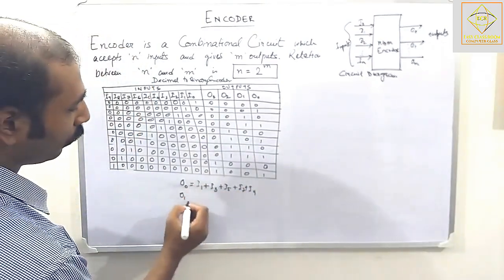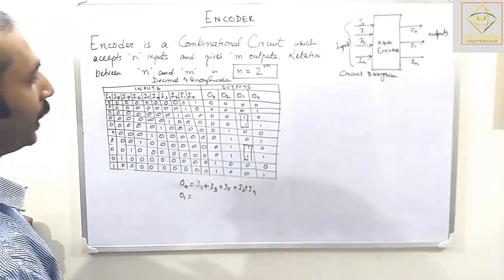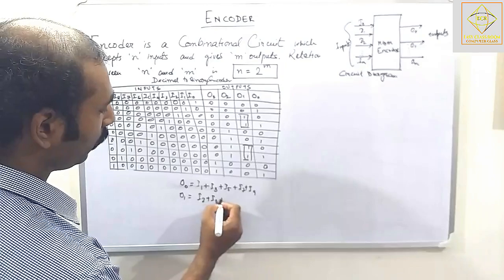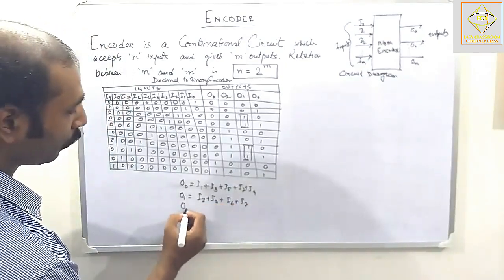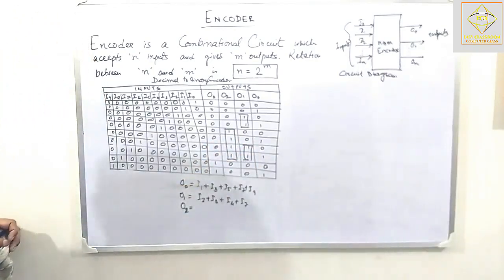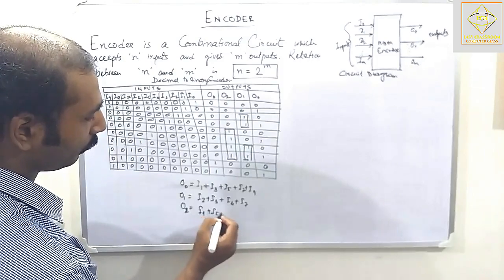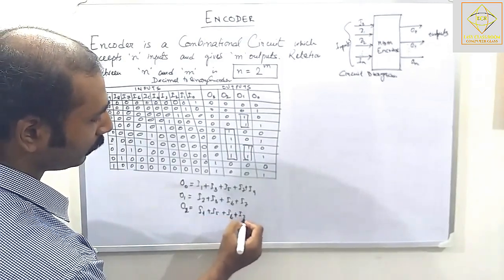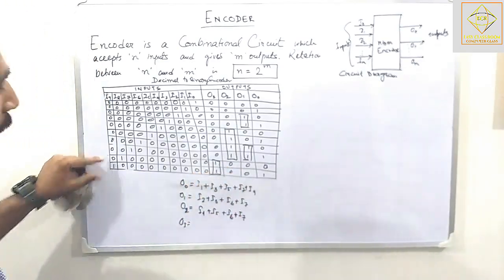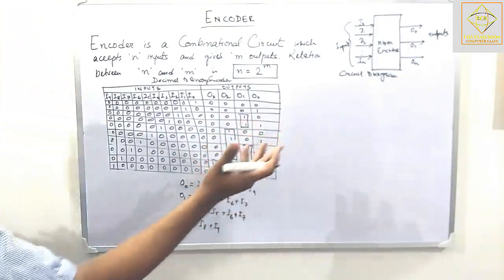Okay, for O1 we have this and this. So these are nothing but I2 and I3, and I6 and I7. So I2 or I3 or I6 or I7. For O2, what will happen? For these four, we have O2. So these are nothing but I4, I5, I6 and I7. And for O3, what happens? We have these two, that is I8 and I9. So if we plot these into a circuit, we will get the actual circuit.